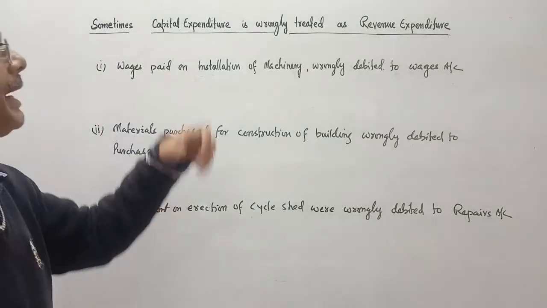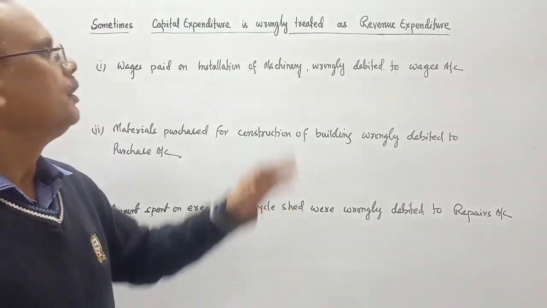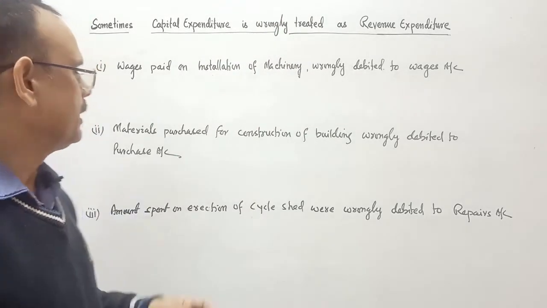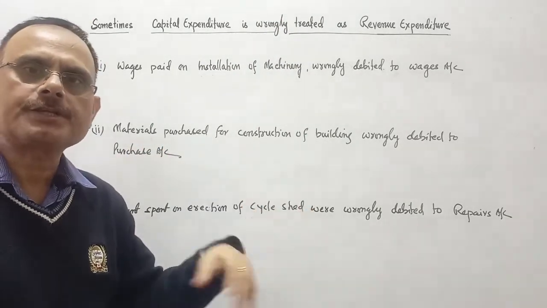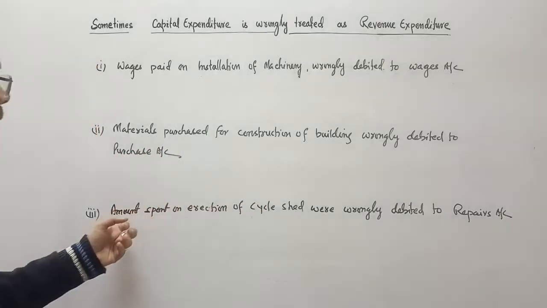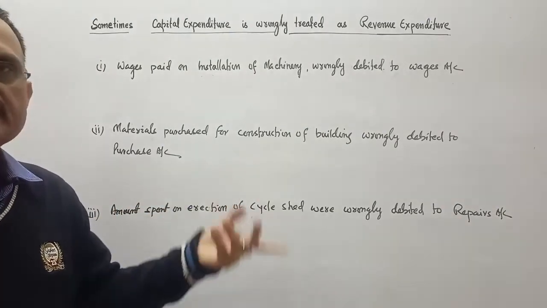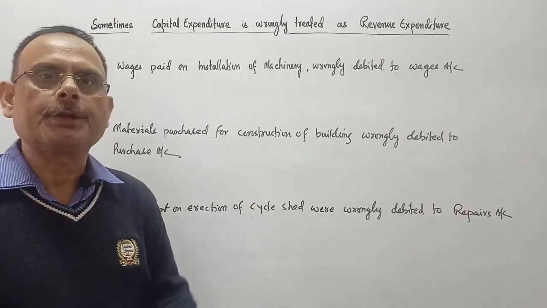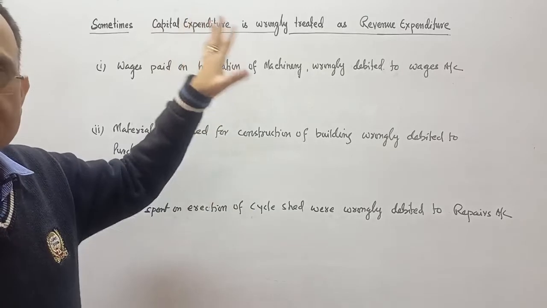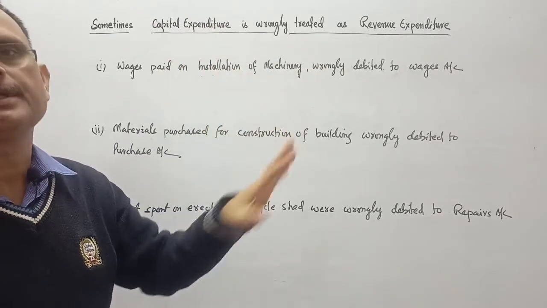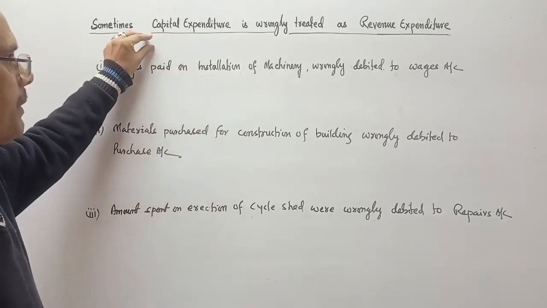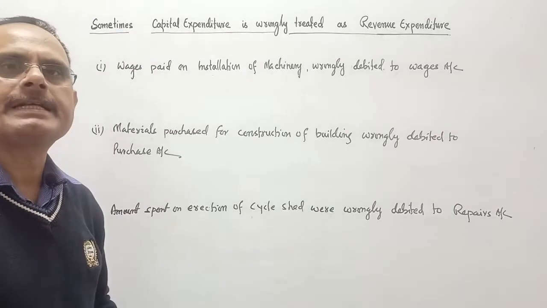For example, wages paid on installation of machinery wrongly debited to wages account by the accountant. Similarly, material purchased for the construction of building wrongly debited to purchase account. Amount spent on erection of a cycle shed was wrongly debited to repairs account. So how will we do the adjustment if such a mistake is committed by the accountant while recording the transactions? Sometimes the capital expenditure is wrongly treated as a revenue expenditure.